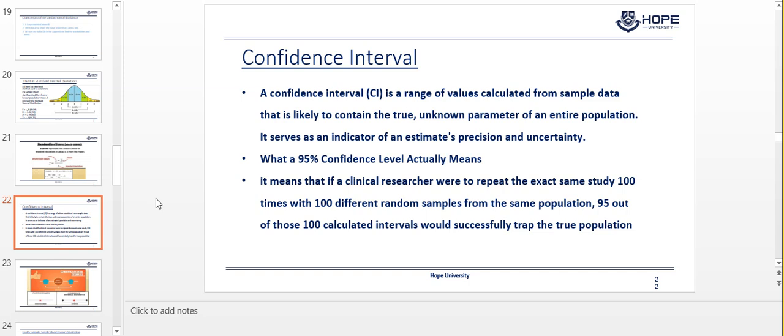Like testing of blood pressure. If we are testing 100 individuals with our tool that accurately measures blood pressure, and we continuously repeat it, the tool should give you the actual data of blood pressure, like that.